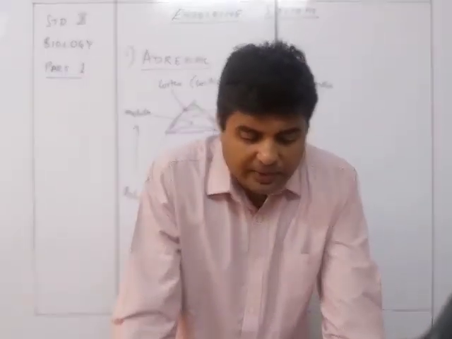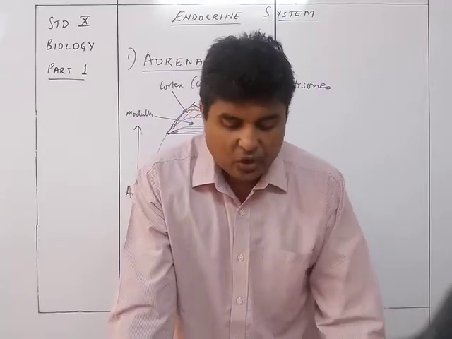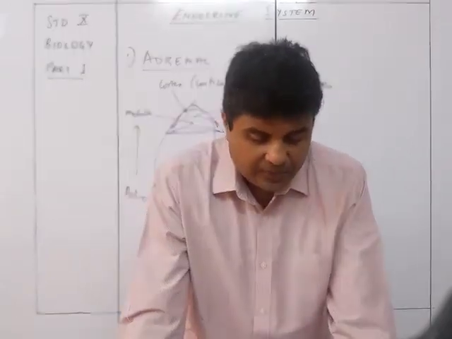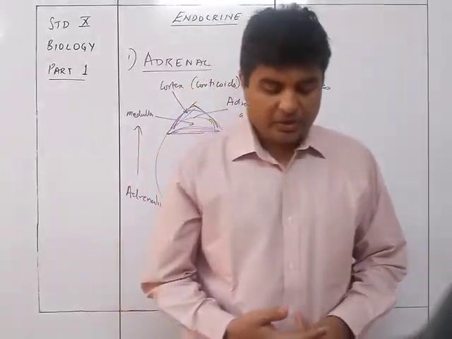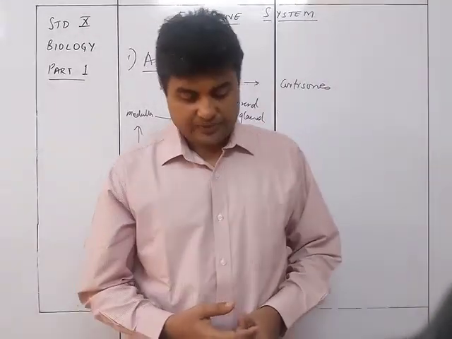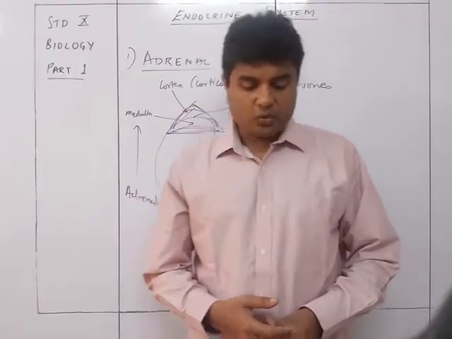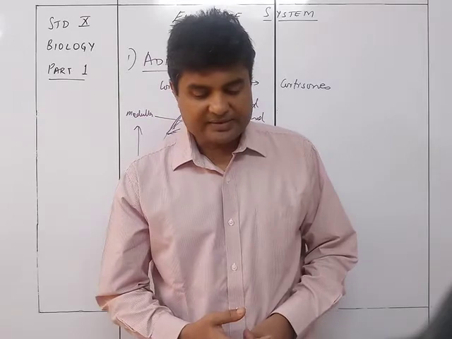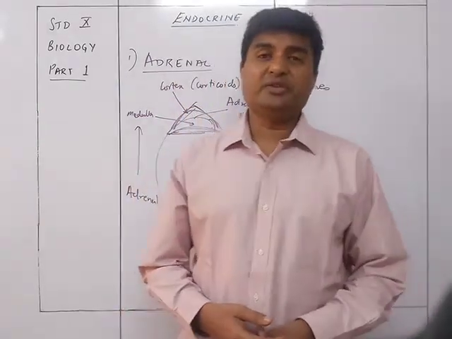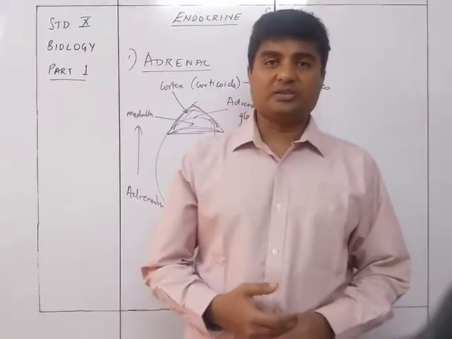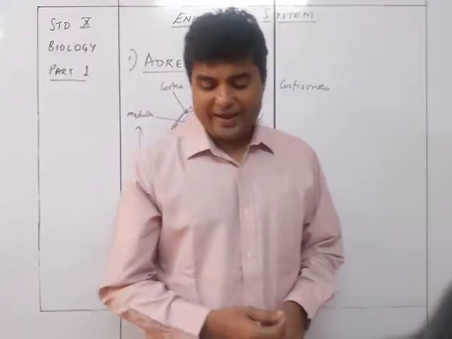Now, if there is hyposecretion, that is undersecretion of adrenal cortex, it causes Addison's disease. The symptoms of Addison's disease are loss of energy, skin pigmentation, loss of weight, nausea, hypoglycemia, that is low blood sugar, sensitivity to cold and pain, increased susceptibility to infections, etc. So these are the diseases that are part and parcel of Addison's disease, which is caused due to hyposecretion.